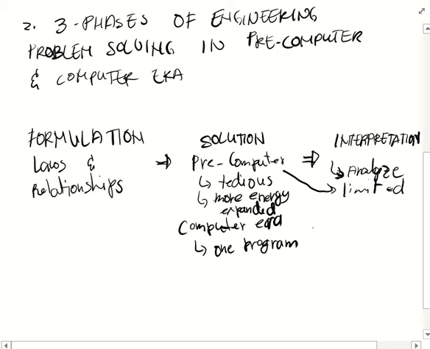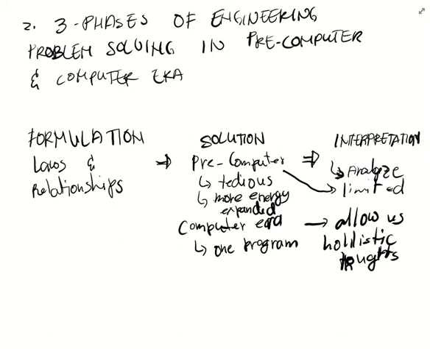But during the computer era, because of the programs that we can write and the computer that can execute the algorithm that we want, it will allow us to have holistic thoughts. So we can analyze our result. We have more time to analyze our result when we use computers.